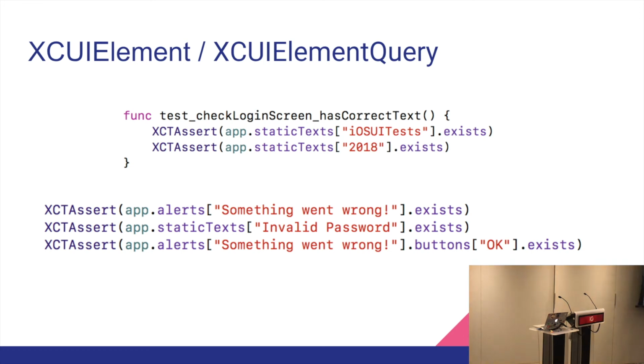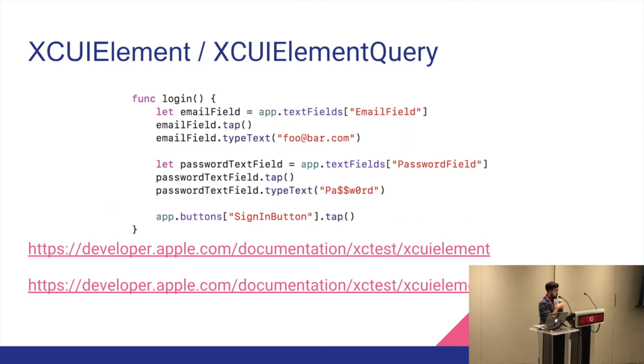So you can look for something in your alert that says something went wrong. You can find buttons inside that alert that say OK, and you can start interacting with it. So you're essentially querying the application with either an identifier or a value, the value in this case being the text that's on the screen. And then you can start chaining them together and perform actions. You can grab your email field, tap it to get the focus for it, and type some text into it. You can do the same for your password with the super secure password, which every tester loves. Find the sign in button and tap it.